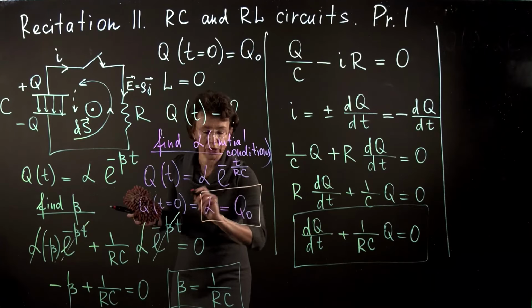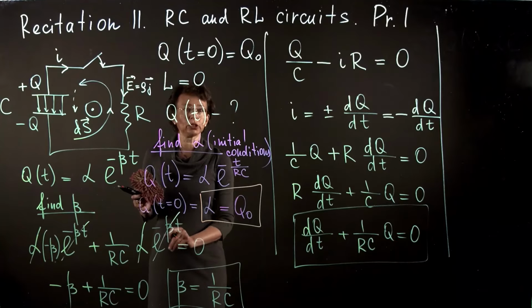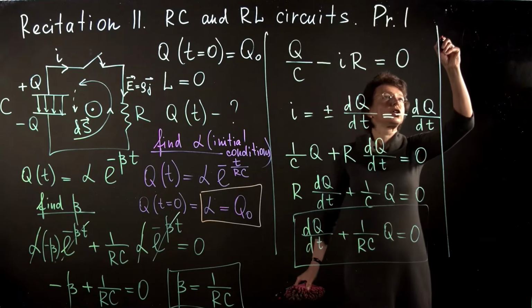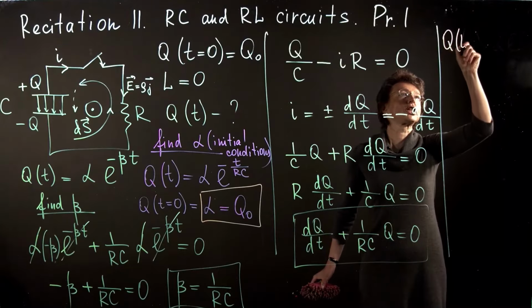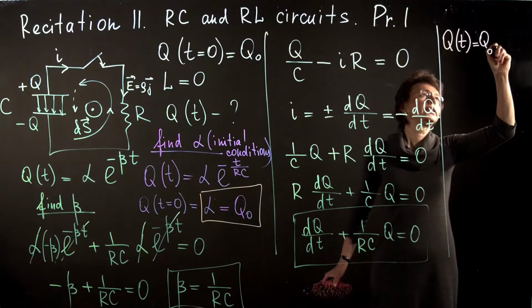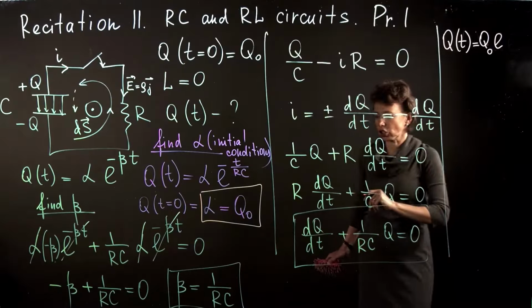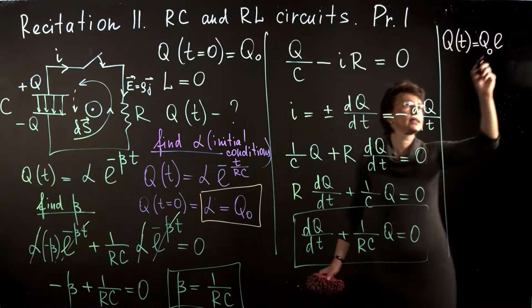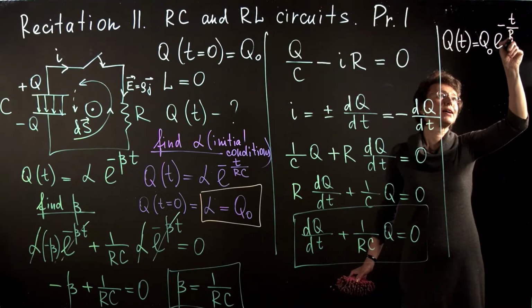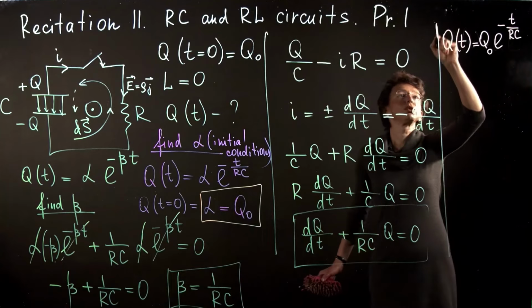Now we know both alpha and beta, and our solution, q as a function of time, is equal to q naught times the exponential function of minus t over RC. We solved the problem.